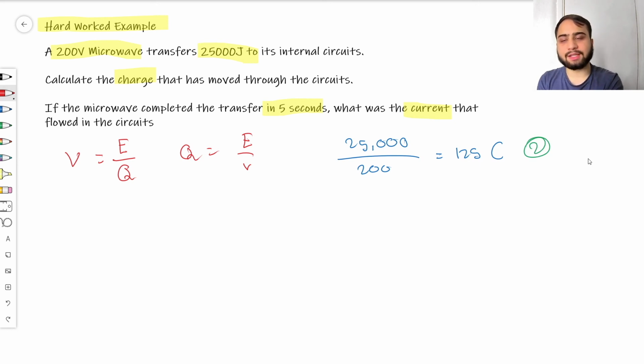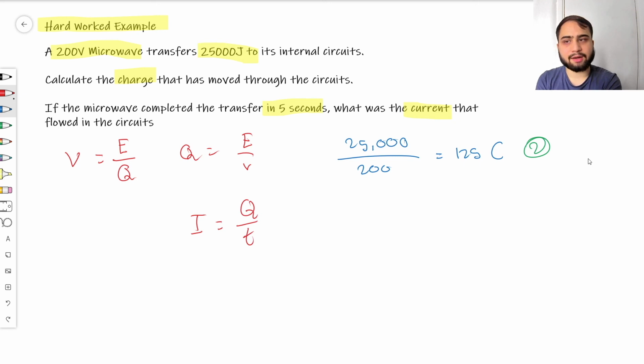Now let's have a look at the second bit. The microwave completes the transfer in 5 seconds. So we're talking about over time now. What is current? Current is the flow of charge. When we're talking about a flow, we're always talking about over time. So we talk about Q over T. I equals Q over T.